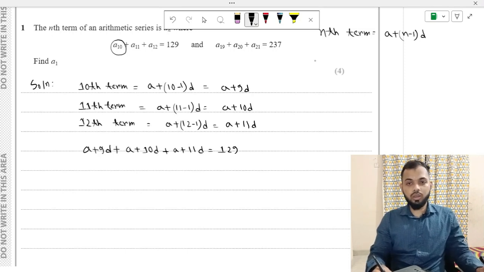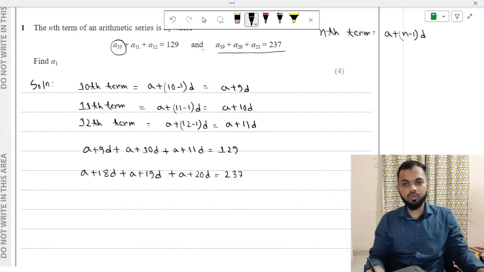Similarly for this term, we can also write a plus 18d plus a plus 19d plus a plus 20d. I hope you understand this concept. From here, I use the same formula to find out this expression. Now we need to solve these two expressions to find out the value of a and to find out the value of d.